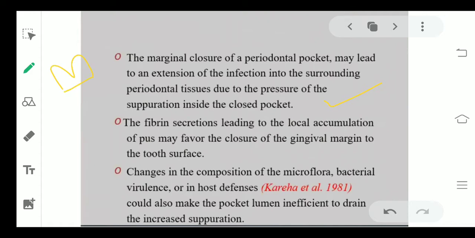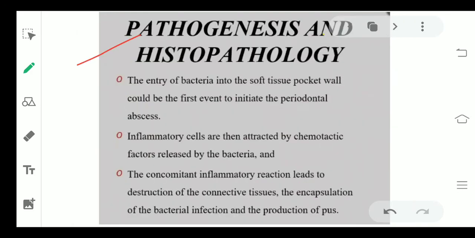As I told you, this is your crown region and this is your root region, and for example this is your pocket, and this is enclosed. So the fluid, or the pus, is getting accumulated inside it. After some time the pressure inside this pocket will start to increase, and this infection will start spreading horizontally because it is not able to ooze out. So it will start spreading horizontally to the other surrounding tissues also. Changes in the composition of the microflora, bacterial virulence and host defenses can also lead to this periodontal pocket formation.